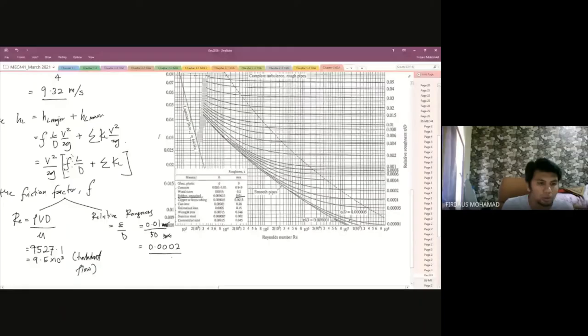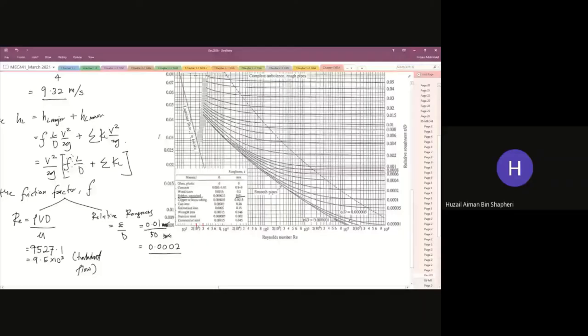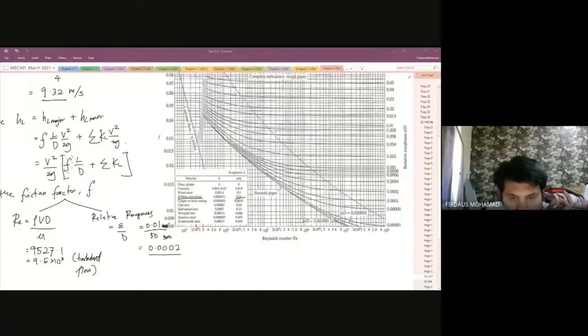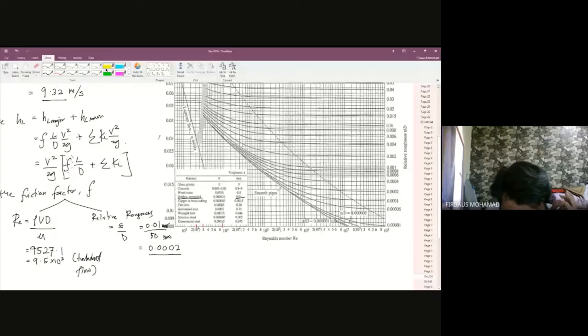So now plot the Reynolds number, 9.5 times 10 to the power of 3. This is 10 to the power of 3, then 3, 4, 5, 6, 8, 9. So this is 9, 9 times 10 to the power of 3. But we have 9.5, so take it in the middle, between 9 and 10 to the power of 4.